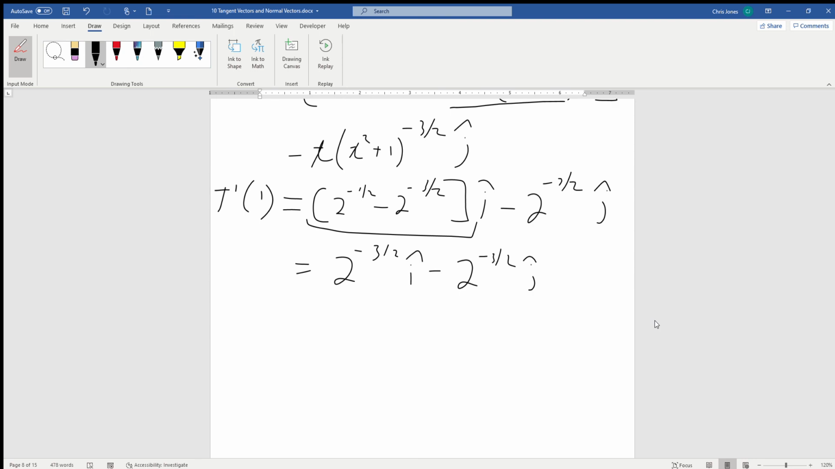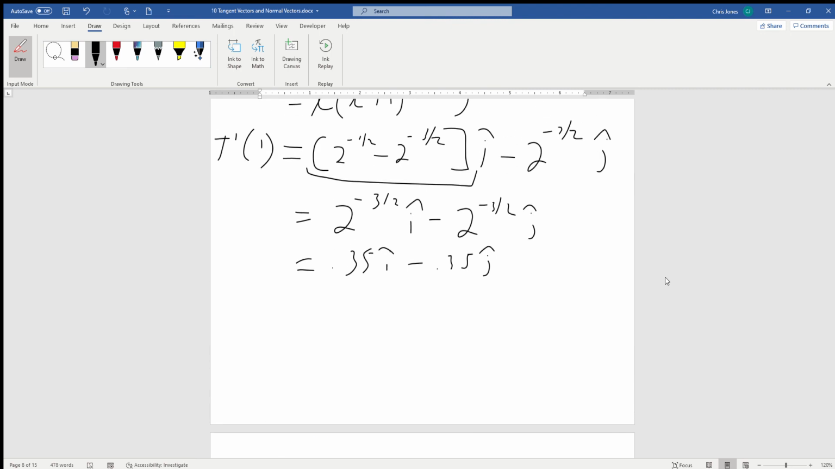All right. If I approximate this, I think it's 0.35 for both of those. So 2 to the minus 1.5 is 0.35 approximately. So we get 0.35i minus 0.35j. All right, now that's T prime of 1, however, that's not the magnitude. So we need the magnitude of T prime at 1. Then we can get N. So that's going to be the square root of 0.35 squared plus negative 0.35 squared.